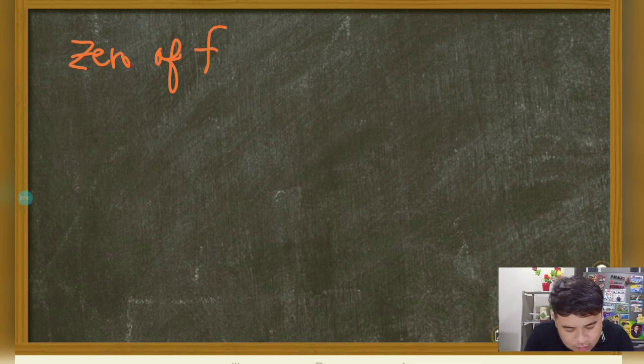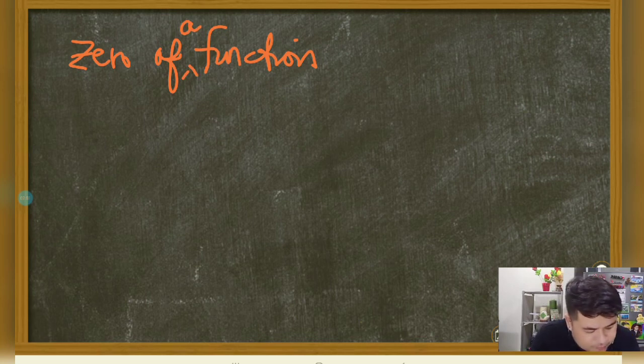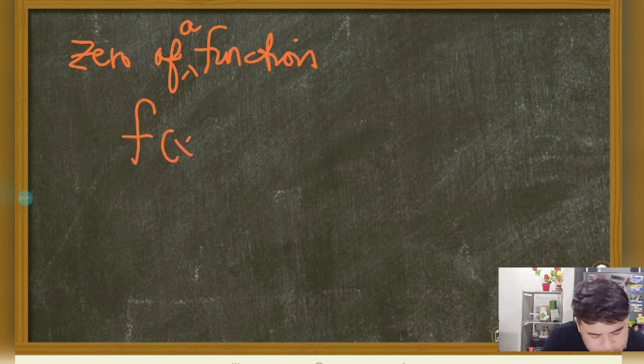Okay, so we have discussed the domain and range. Let's discuss also the zero of a function. What about the zero of a function? The zero of a function means the value of x for which f(x) is 0. Okay, that is the zero of the function.